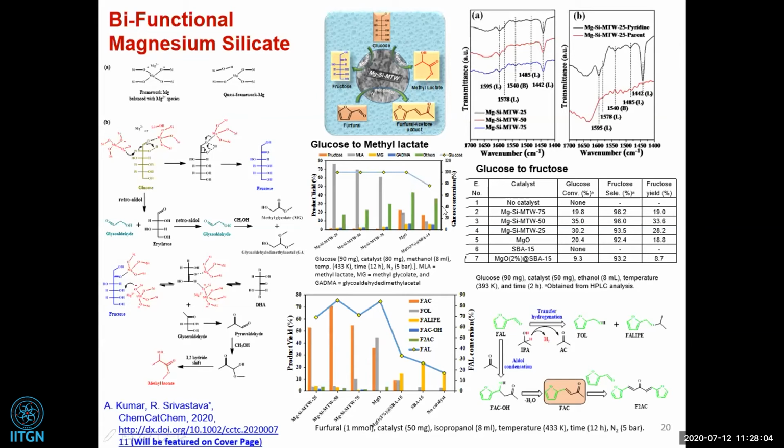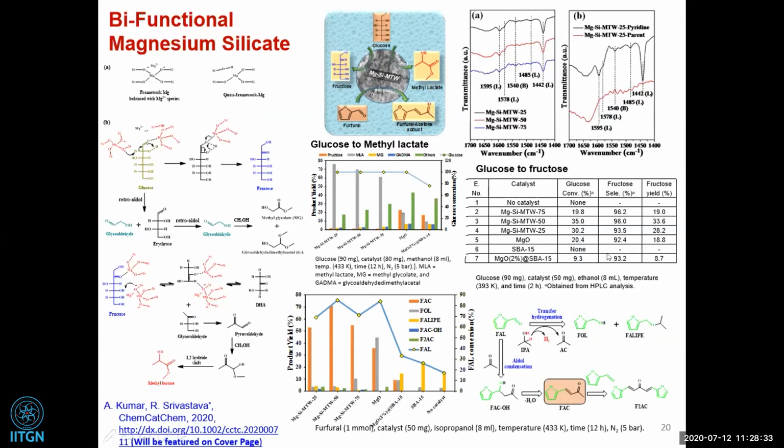Moreover, at high temperature, it can convert glucose directly to methyl lactate with very good selectivity. So the same catalyst can do this job because of its acidity nature. Since this material has both acidity and basicity, it can also be used for this condensation reaction. Generally, for condensation reactions people employ two ketones or an aldehyde and a ketone. What we have done is we have taken furfural and we employed isopropanol.